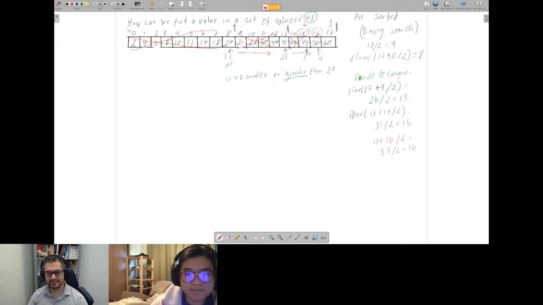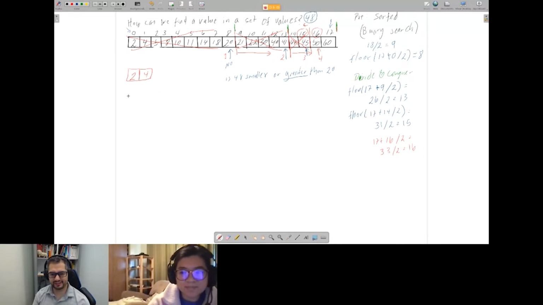When you notice, every time you look, you eliminate half of the set. Every time you look, you eliminate half. Meaning, if you have 2 elements, an array of 2, these 2 and 4, how many times are you going to check the array to see if the value is there or not?